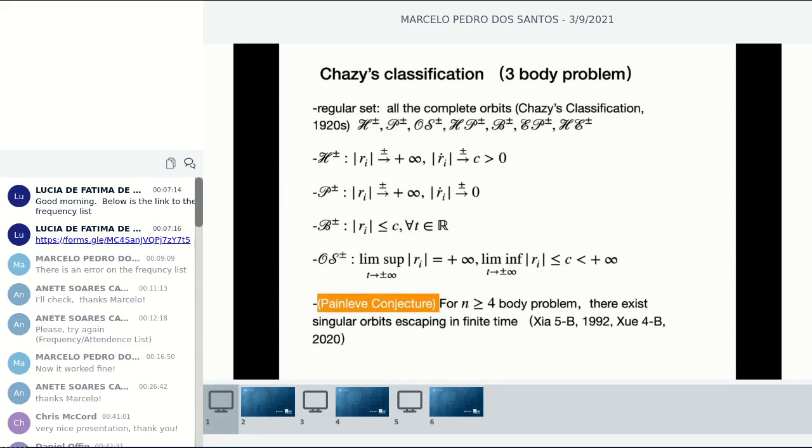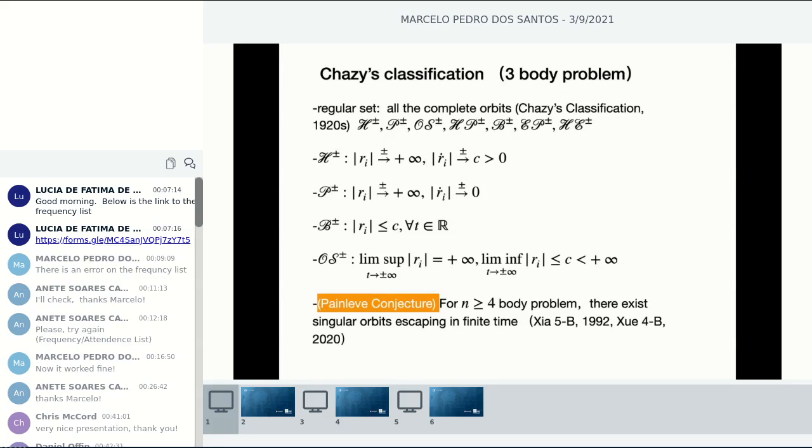Similarly, if we just change the velocity and let the limit be 0, then we get a parabolic orbit. If all the relative distances of the three masses are bounded for all time, then we get the bounded orbit. So finally, there is a most erratic orbit, which we call the oscillatory orbit.